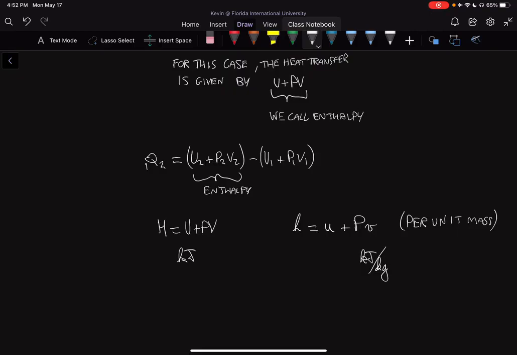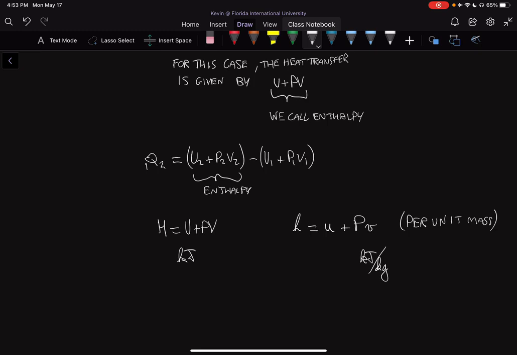And the word enthalpy comes from the Greek enthalpion, which means to heat. So it's a combination of properties. It's a combination of U and PV. And it will appear in other examples than just constant pressure. So we're going to be using other examples than just constant pressure.